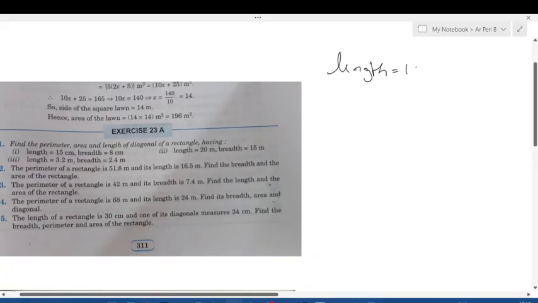Length is equal to 15 centimeter. I'll take length as L, breadth as B. B is 8 centimeter. What are the three things to find? Perimeter. What is the perimeter formula?